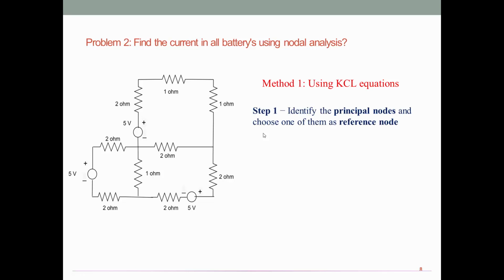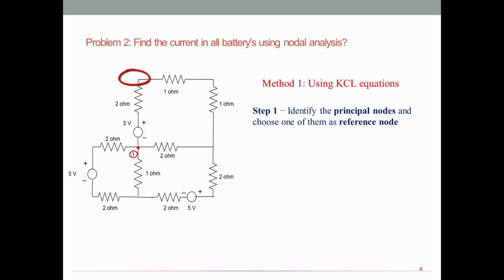As usual, identify principal node and choose one of them as a reference node. This point is not a principal node. This point can be a principal node since 3 or more branches connected. Let me take down this as a node number 1.